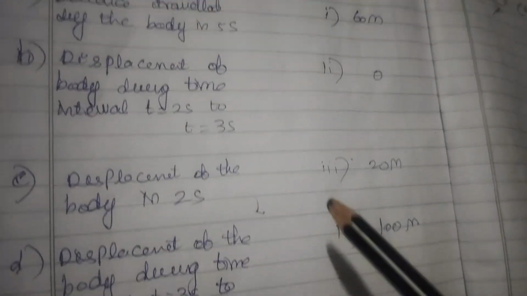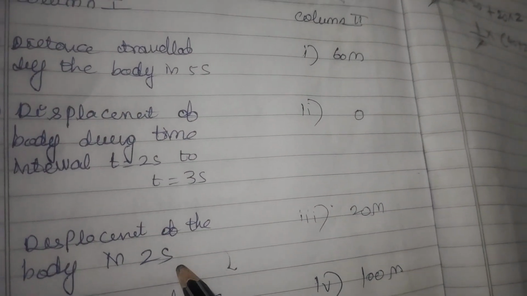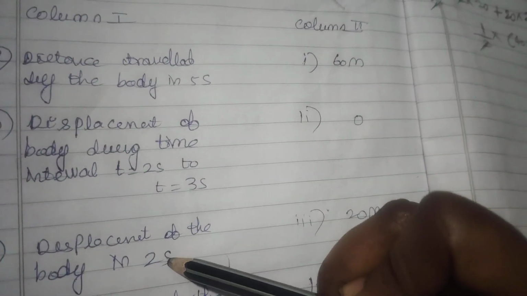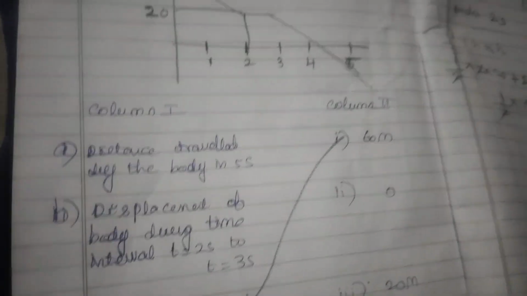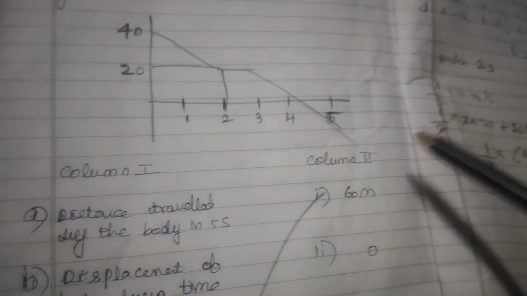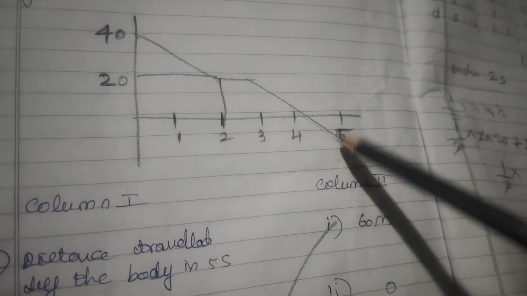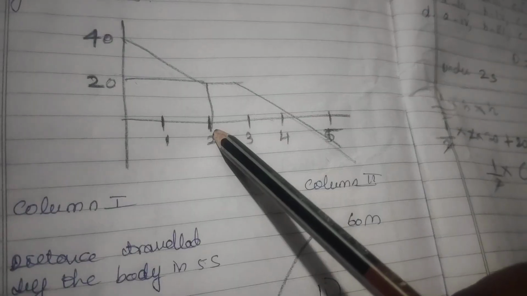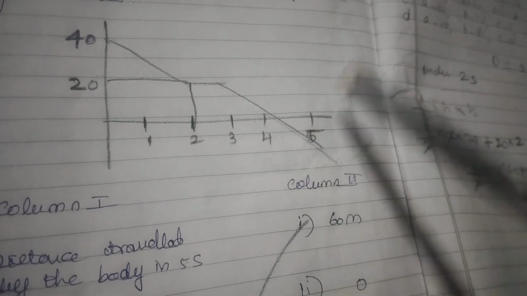So displacement of the body in 2 seconds is equal to 60 meter. Now distance traveled by the body in 5 seconds. For 5 seconds we have to calculate this 2 seconds plus 2 to 3 seconds plus 3 to 4 seconds and then 4 to 5 seconds. So we have calculated for 2 seconds.